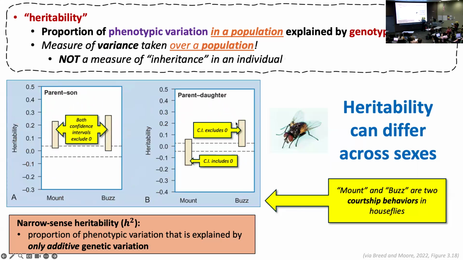Here, the estimate of buzz for parent-daughter excludes 0, so it is heritable. But the estimate for mount includes 0 for this relationship. So if you gathered more data, it is possible you could find that this is heritable, but it's likely heritable with a much lower heritability. This is the case where you've got a strong signal of heritability in parent-son, but a weak signal of heritability in parent-daughter. So even among subpopulations that live with each other, you can have heritability that differs. Heritability that differs across sexes. So it's kind of interesting there.